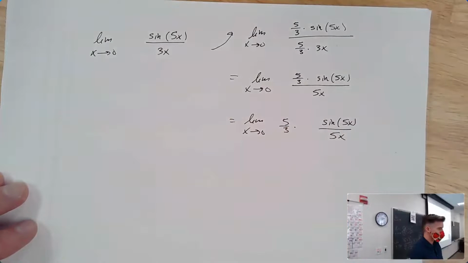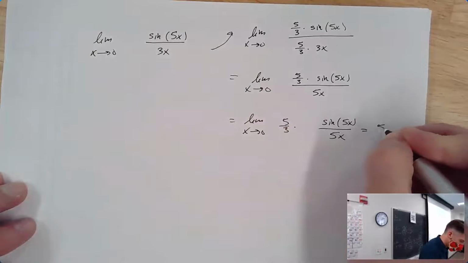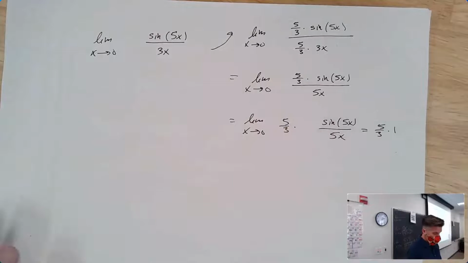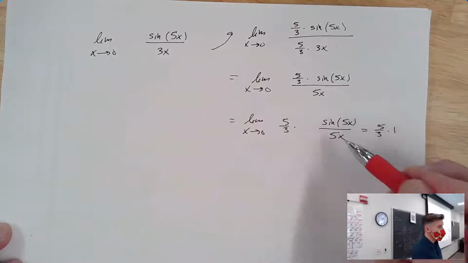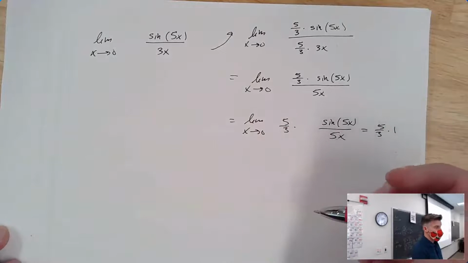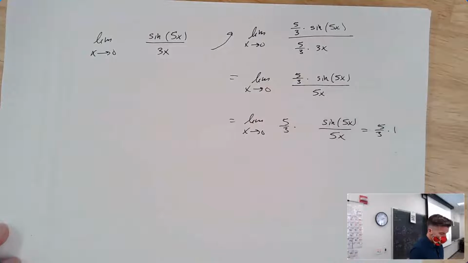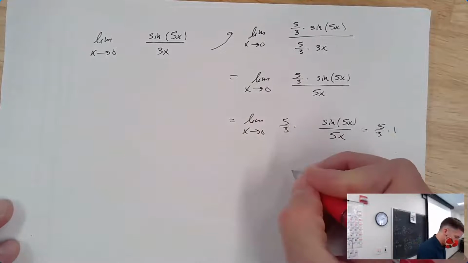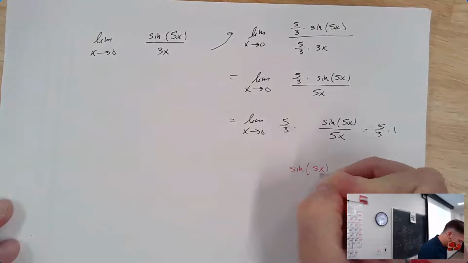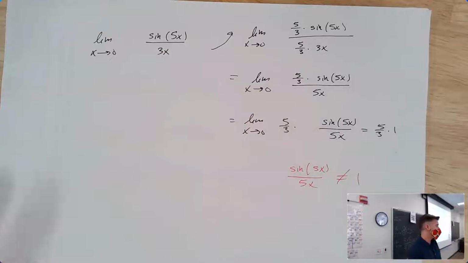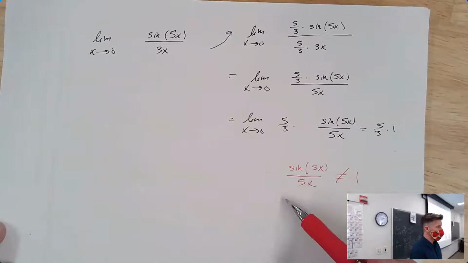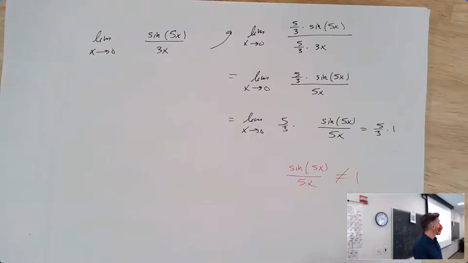And then we get 5/3 times 1. Because again, this thing here is meeting the criteria. 5x and 5x are the same, and they're both going to 0. So the limit of that is 1. I should really stress, sine of 5x divided by 5x does not equal 1. Ever, actually. Specifically, we're not saying that this is equal to 1. We're saying that as x gets close to 0, this expression gets closer and closer and closer to 1.